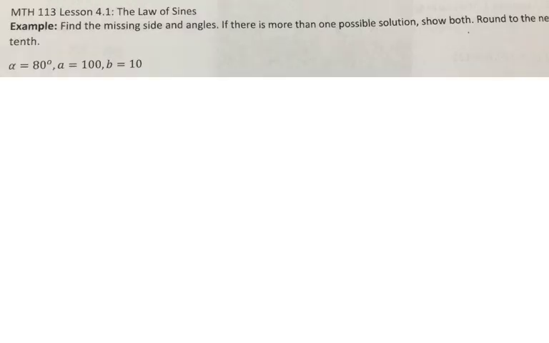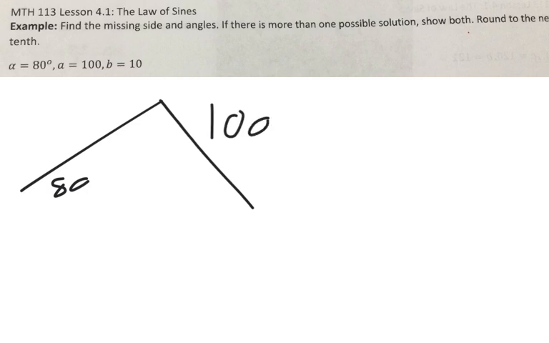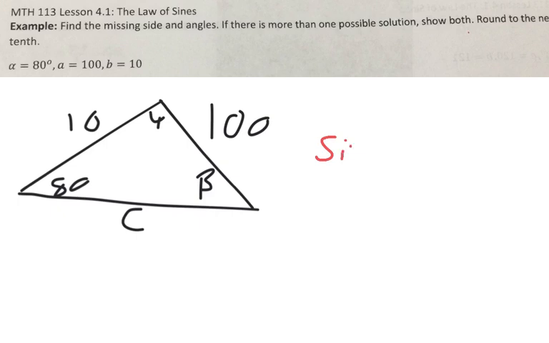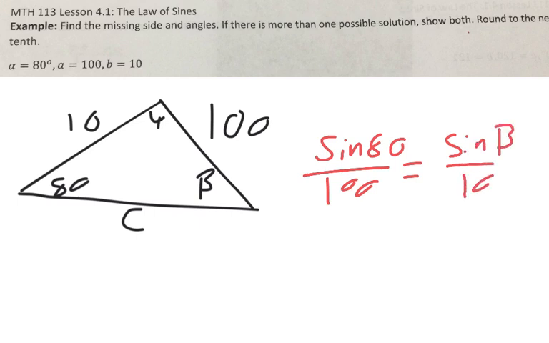Okay, so let me draw this one out. So if alpha is 80, the side opposite 80 is 100. So now if B is 10, and I'm looking for beta, so this would be gamma and C. You can see we set it up just like before. Sine of 80 over 100 equals sine of beta, I don't know, over 10.